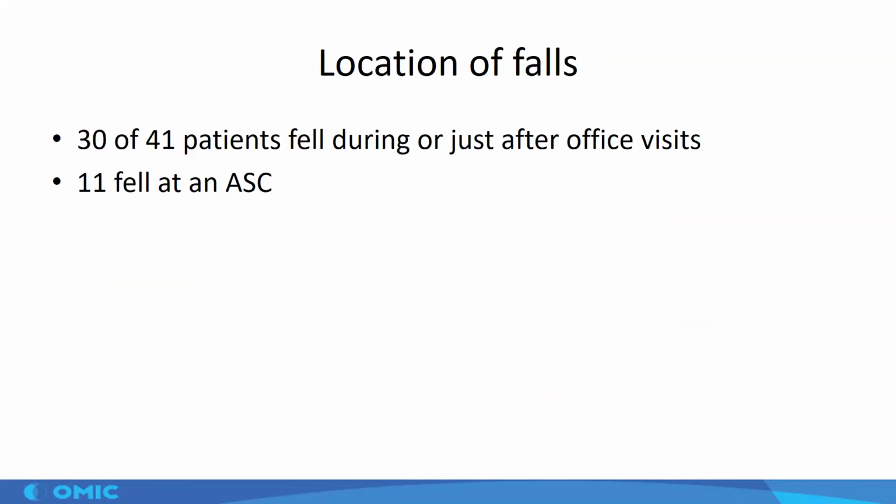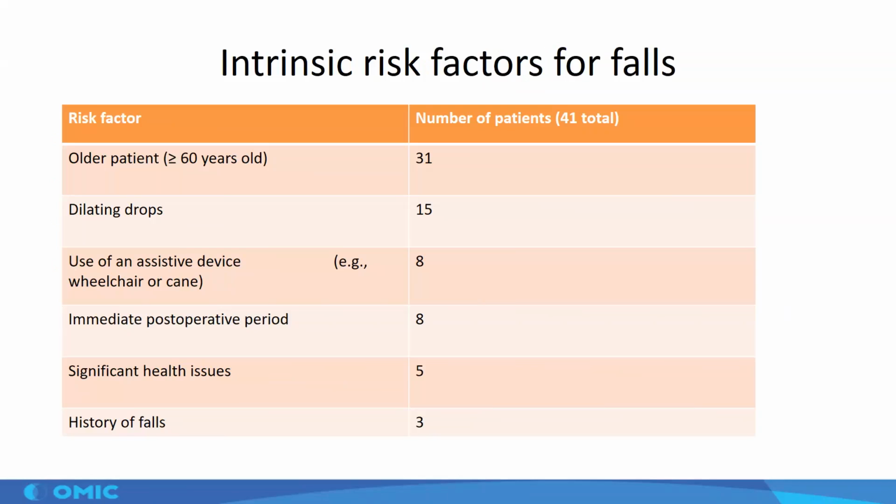Where did patients fall? Most of them fell during or just after office visits, and 11 fell in a surgery center. Let's look at those intrinsic risk factors for falls. And remember, these are things related to the patient's own medical condition. As I mentioned earlier, most of the patients were older. Half of them had dilating drops. 8 of them already were using a wheelchair or cane. 8 fell right after surgery. 5 had significant health issues, and 3 had a history of falling.